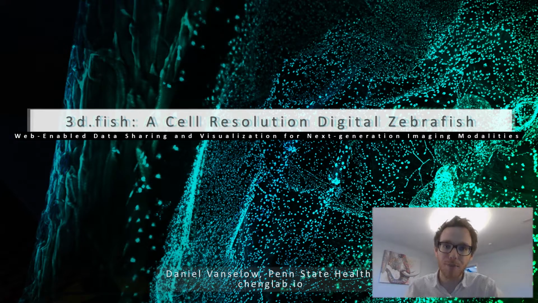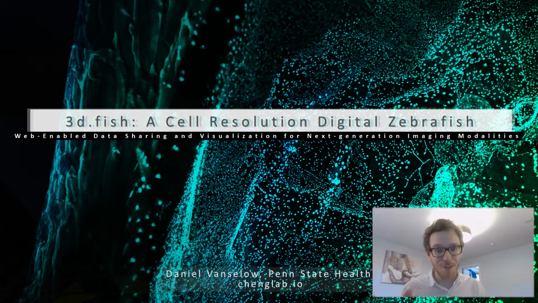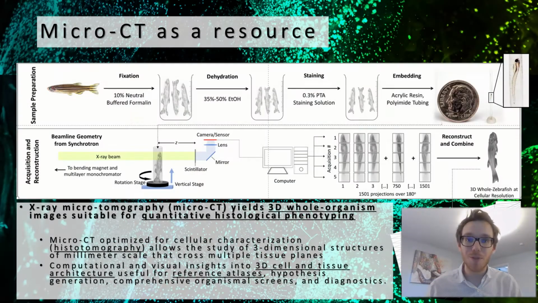very large micro CT 3D data sets, which brings us to the actual talk, which is 3d.fish, a cell resolution digital zebrafish. And there's a lovely subtitle: web-enabled data sharing and visualization for next generation image modalities. In order to get to the web tool, I'm going to very briefly walk everyone through what micro CT actually is, what the raw data looks like, and then why we might need to do something special to get it into a format that we can actually see on the web.